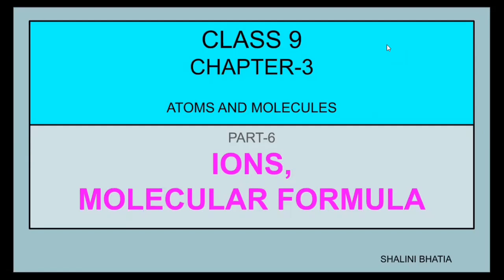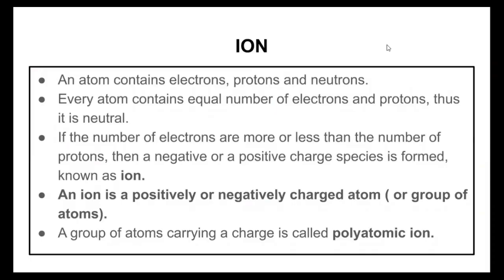Children, in today's session, we'll be studying about ions and molecular formula. When we talk about ions, the first thing which we should know is about an atom. An atom contains electrons, protons, and neutrons. Now, electrons are negatively charged, protons are positively charged. And in an atom, the number of electrons and protons are same. So, an atom is neutral as it has got equal number of electrons and protons.